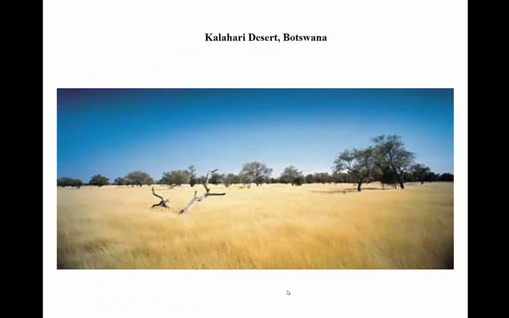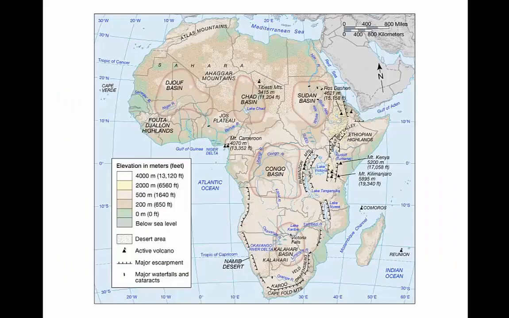This is the Kalahari Desert. This is another desert, and this is in Botswana. This is this country right here, a landlocked country just north of South Africa. And then you can see Victoria Falls, the picture we saw before on the Zambezi River.